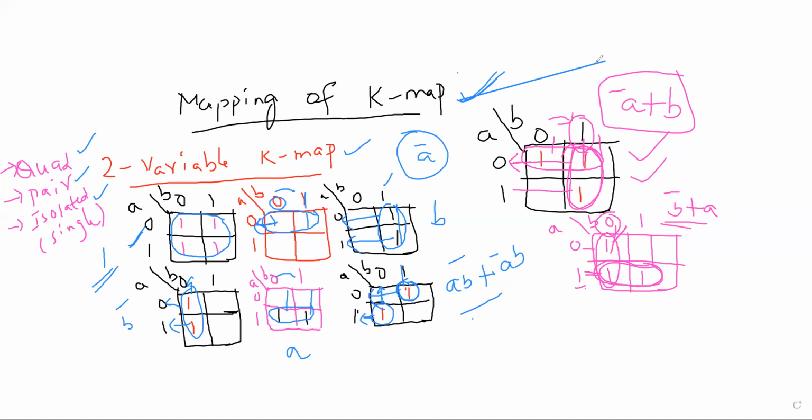In this way we have to group in the two variable K-map. Once again I'm going to tell, the first priority should be given to quad, the second priority should be pair, and the final priority should be an isolated one.